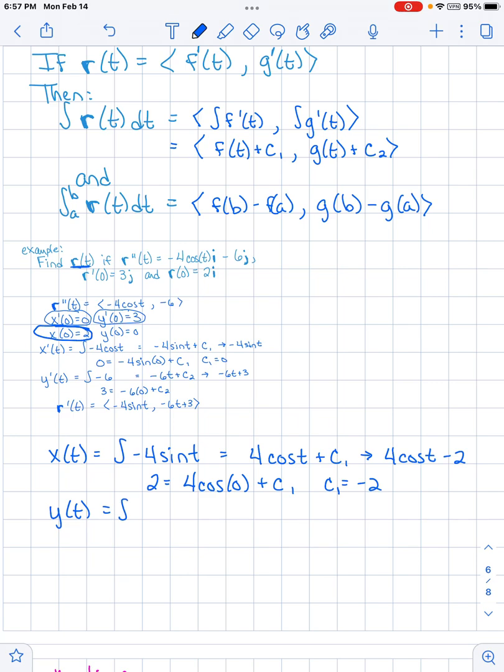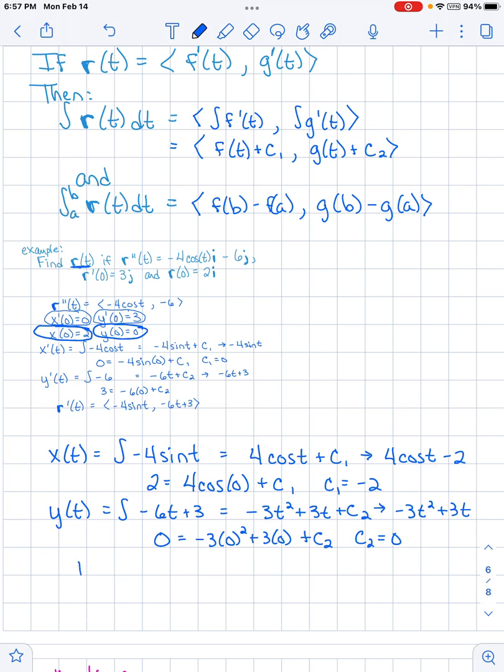Okay, last but not least, I'll do the same thing now for y. I'm going to find the antiderivative of negative 6t plus 3. That's negative 3t squared plus 3t plus a second constant. The information given to us is that y of 0 equals 0. So I'm going to plug all of that in here. C sub 2 equals 0. So this just becomes negative 3t squared plus 3t.